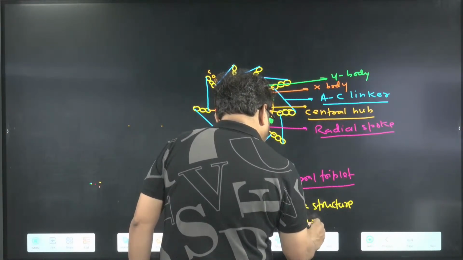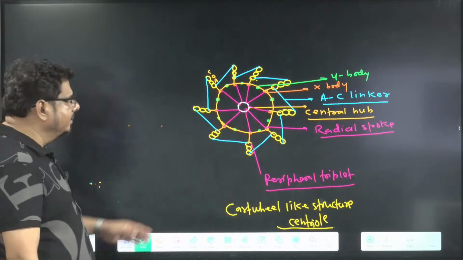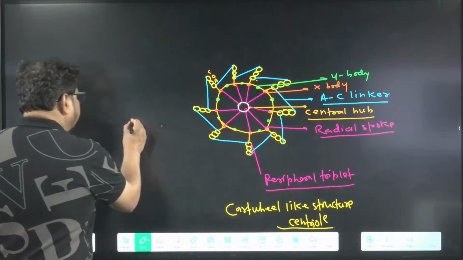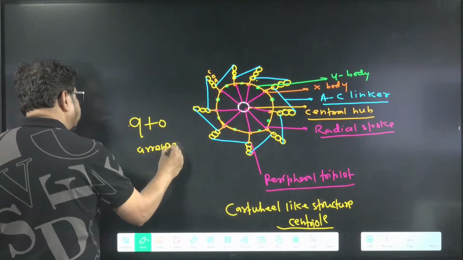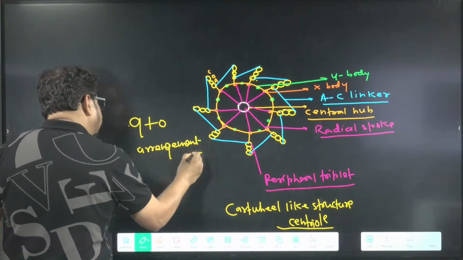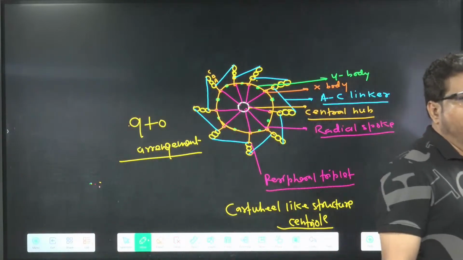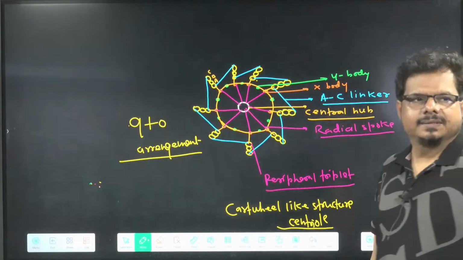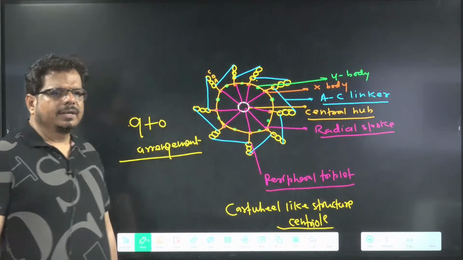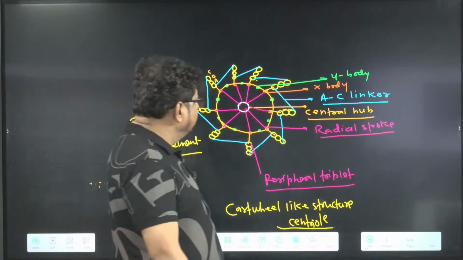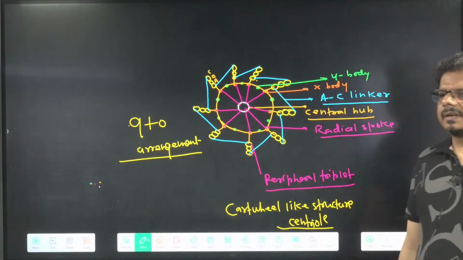Centriole. So both basal body and centriole have the same kind of arrangement. Which arrangement? 9 plus 0 arrangement. Are you getting the idea or not? So this is the ultrastructure of a centriole. I hope you understand it. You got the idea? Picture came in mind? Is it done? Understood? So this is the ultrastructure of centriole.